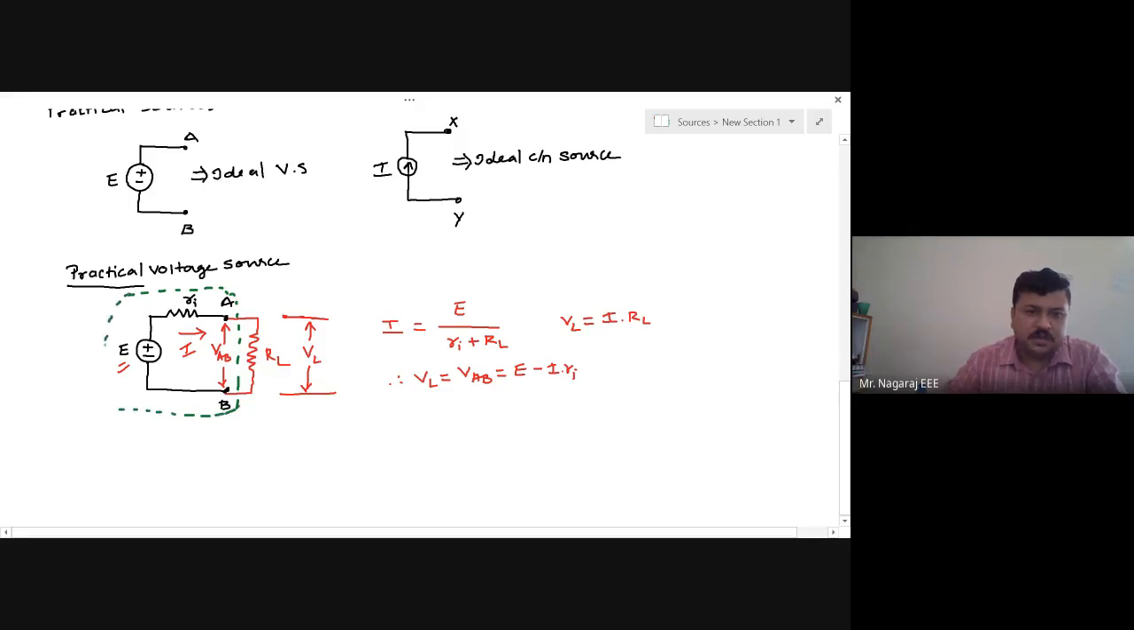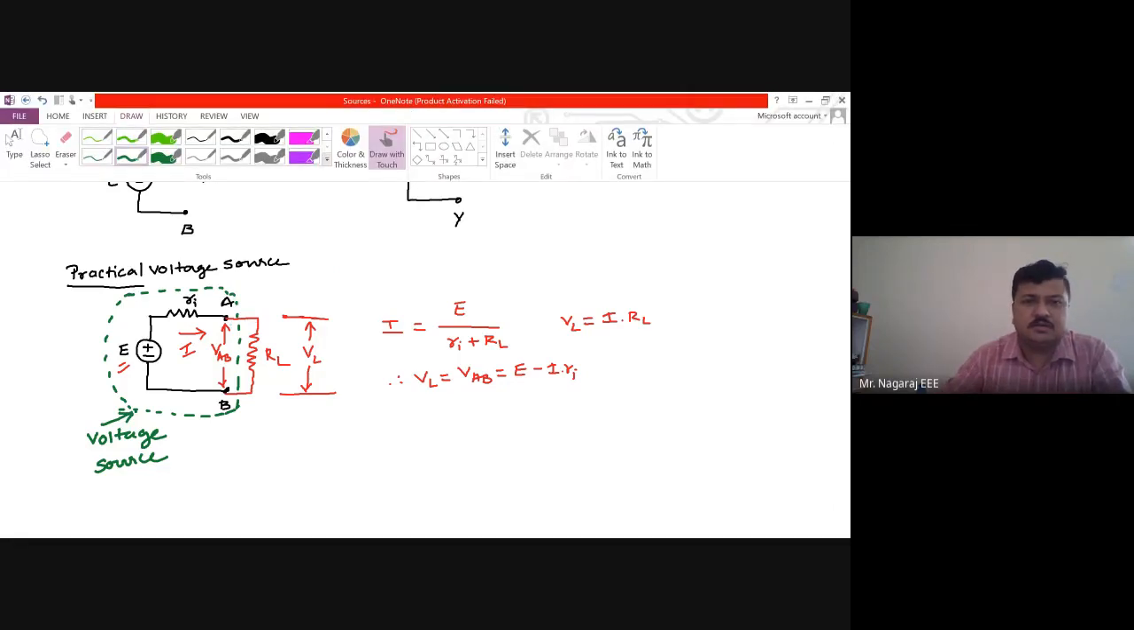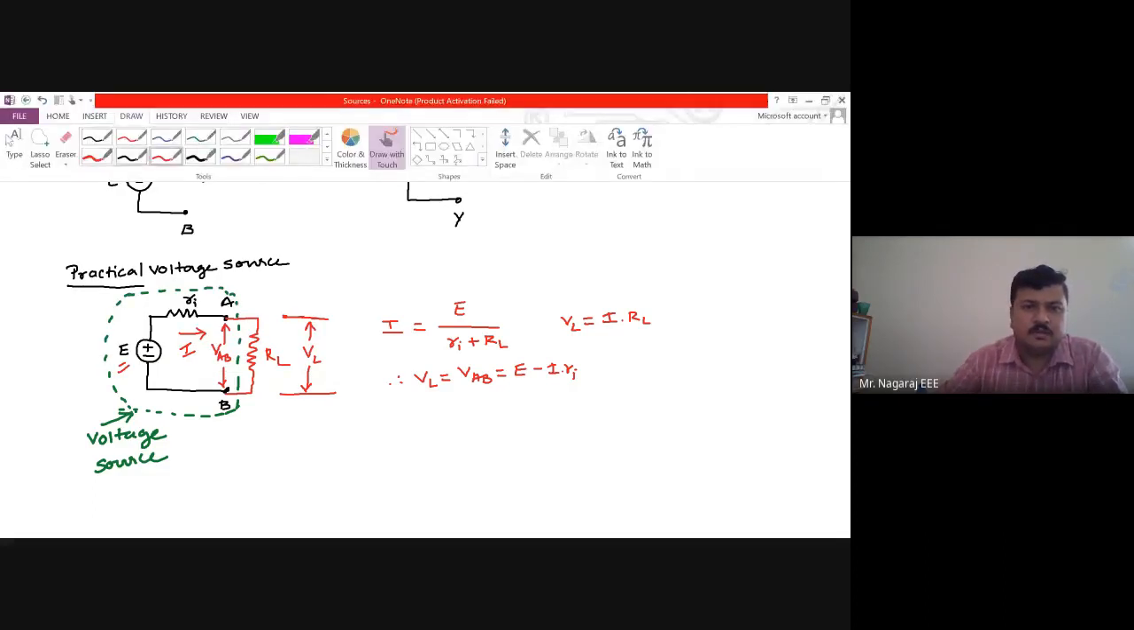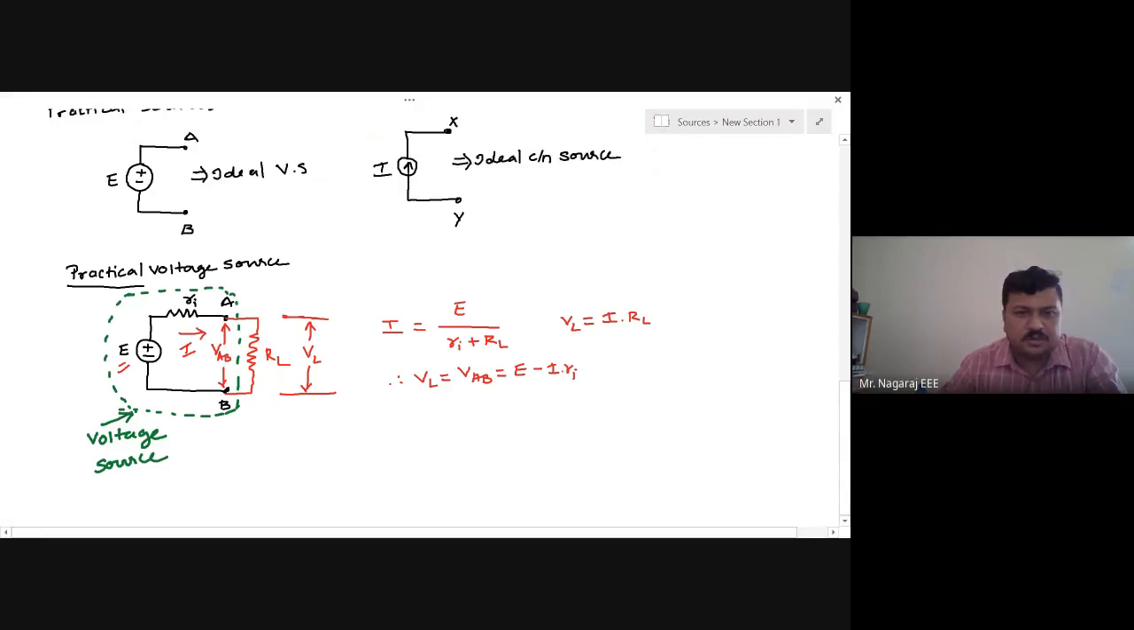This is a voltage source, a practical voltage source. Only E is not the voltage source. If I take only E, that becomes an ideal voltage source. The entire voltage source, practically, is the voltage that is available across the load terminals. That is my voltage source here, the voltage available across the load.